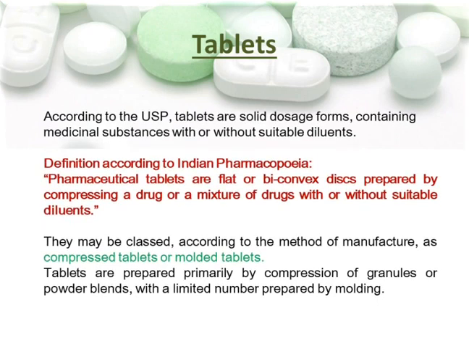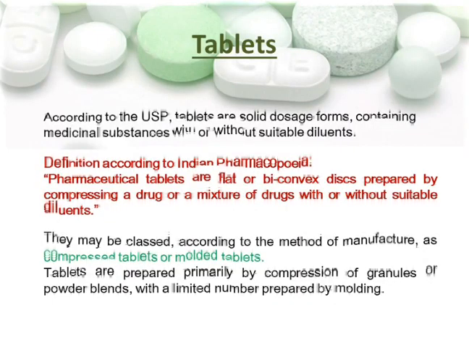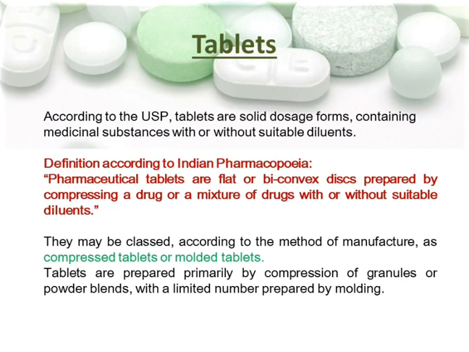What are tablets? According to USP, tablets are solid dosage forms containing medicinal substances with or without suitable diluents. According to IP, pharmaceutical tablets are flat or biconvex units prepared by compressing medicinal substances with or without suitable diluents. They may be classed according to manufacture as compressed tablets, molded tablets. Mainly tablets are prepared by compression method and a very little number are prepared by molding method.